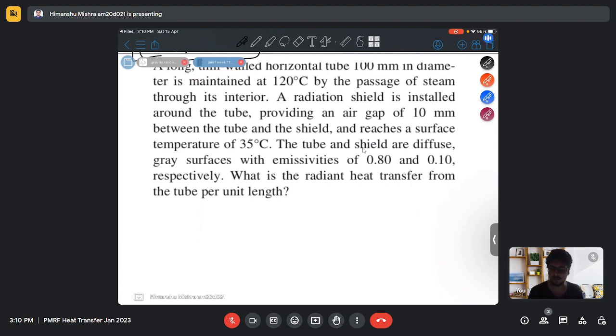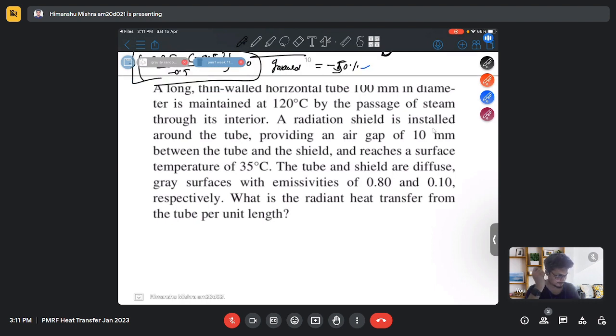So, hello everyone, I am Himanshu Mishra and I am a PhD scholar in the Department of Applied Mechanics, IIT Madras. And in this tutorial, we will be solving some questions related to radiation heat transfer. We will solve a couple more problems related to the radiation shield, and extend some of the questions that we have solved last week. So let's start with the last question we have left from last week.